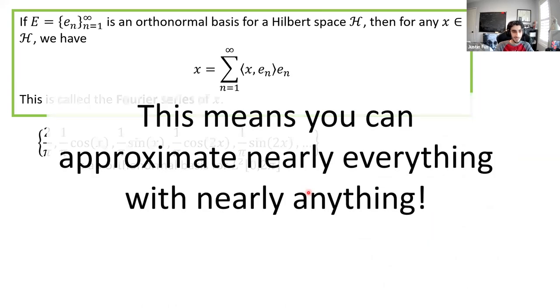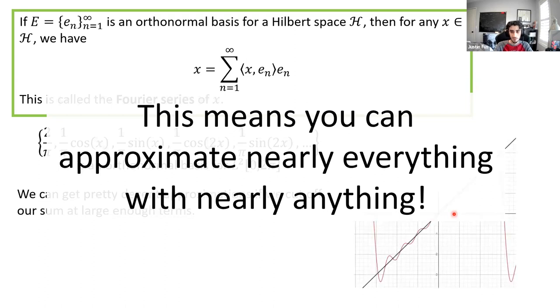So using this fact, if you have a Hilbert space and an orthonormal basis for your Hilbert space, you can approximate nearly everything with nearly anything. As long as you have a Hilbert space, so some notion of inner product and completeness, of course, meaning you're a Banach space, and you have an orthonormal basis, or at least some orthonormal set, then you can get some pretty good approximations of basically anything you want in the set. So, of course, I find this idea incredibly cool.